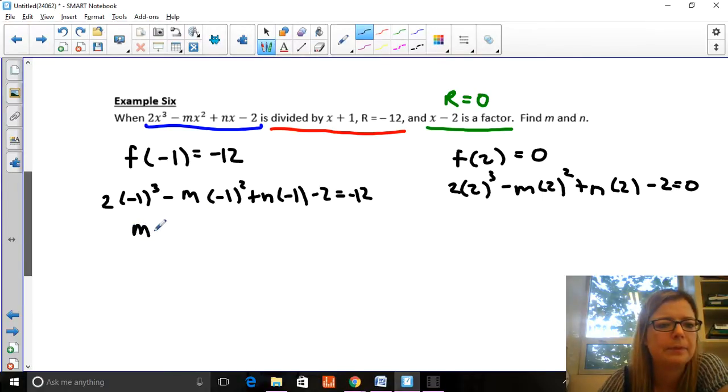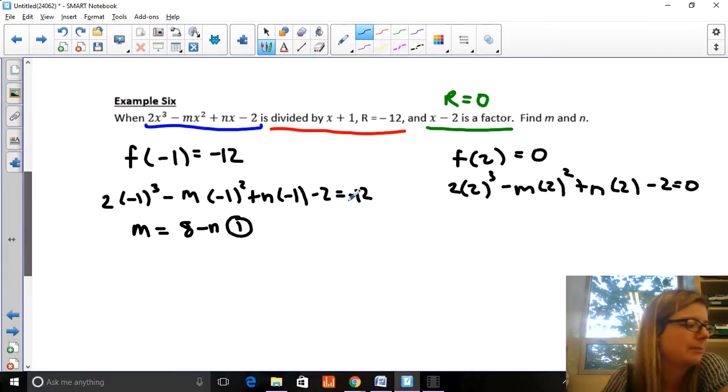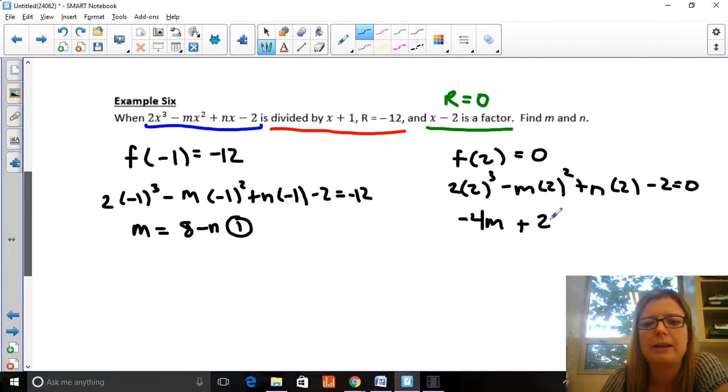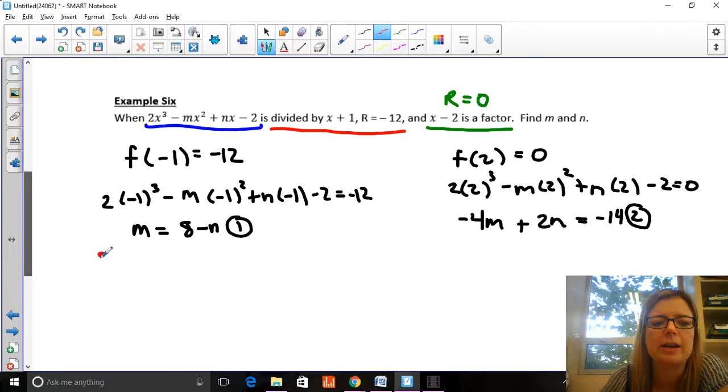m is equal to 8 minus n. So try it. Make sure that you actually can rearrange it for that. All I'm doing is just going through the algebraic steps there. For this one, I get that minus 4m plus 2n equals negative 14. Okay? So again, try it. Make sure you get that. So now I just use the method of substitution to substitute 1 into 2.